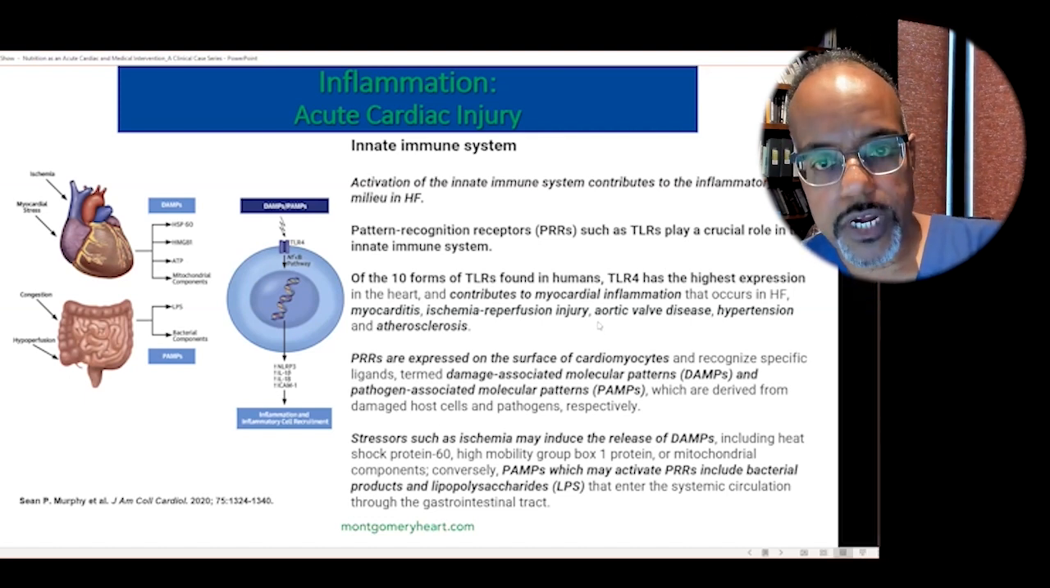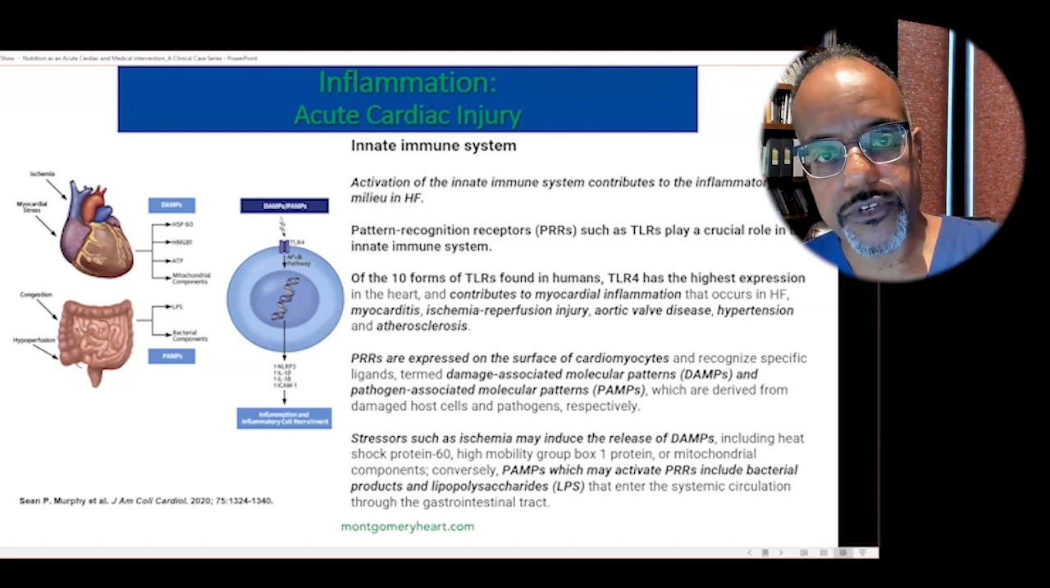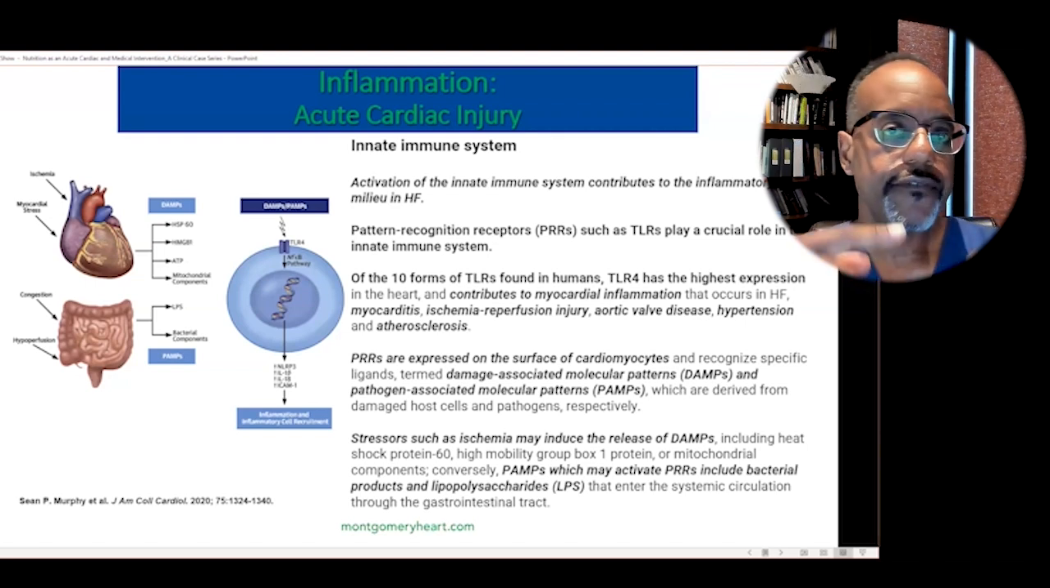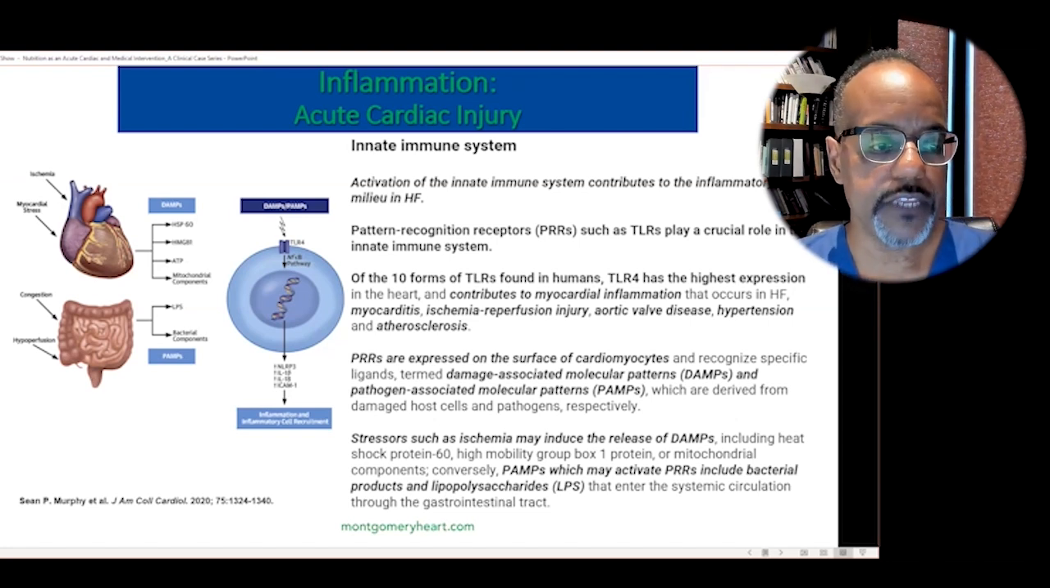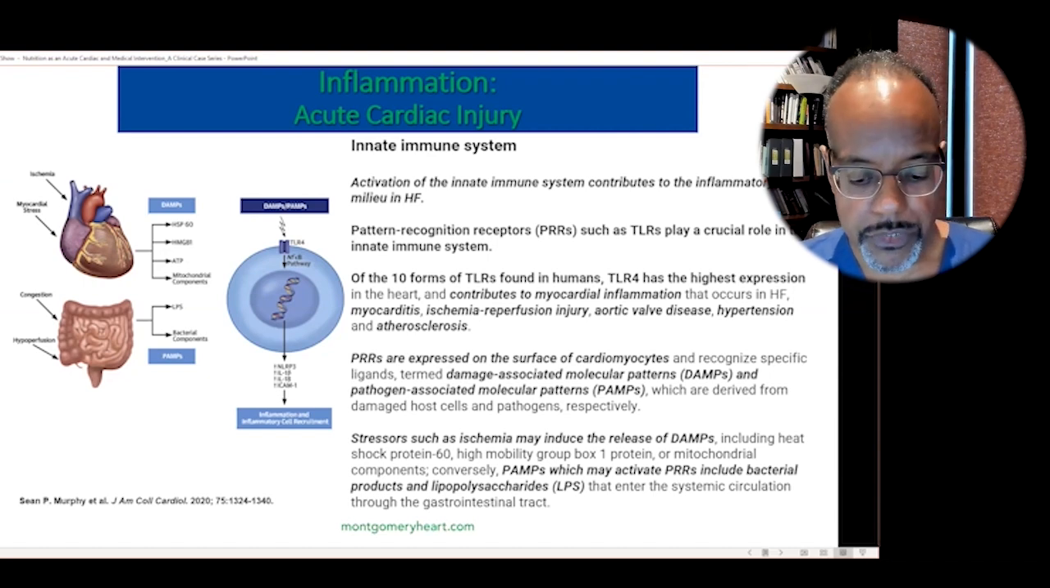That triggers more inflammation, more inflammatory cells that come to the site. So you have this cascade of more and more inflammation being triggered. Chronic inflammation begets more chronic inflammation is the point we're showing here.